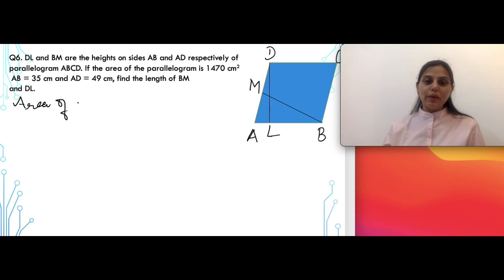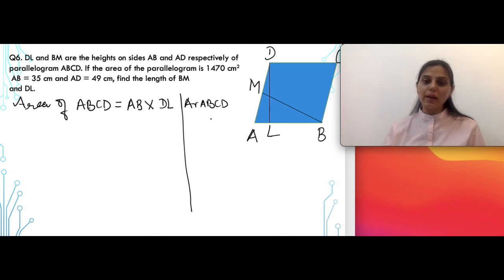Area of parallelogram ABCD will be equal to, now this can be written in two forms. First, let's take the base as AB and the corresponding height for AB is DL. Similarly, the area of parallelogram ABCD can also be written by using the other base and height, which in this case is AD as the base and BM is the corresponding height. Now the area of ABCD is already given. Let's put the value 1470. Value of AB is also given as 35. Let's put that value multiplied by DL.